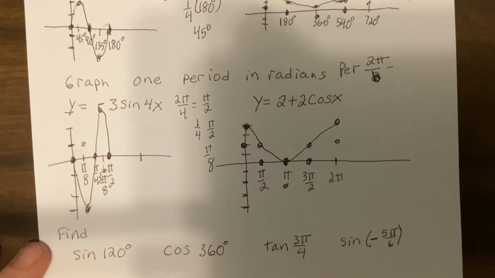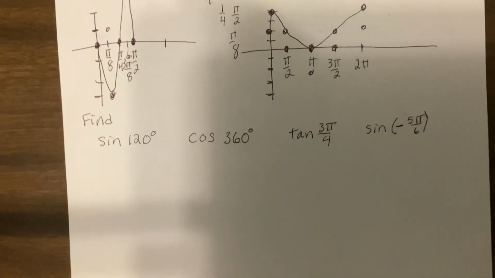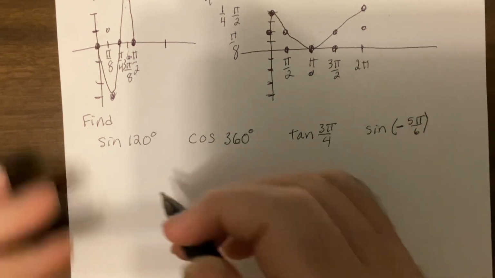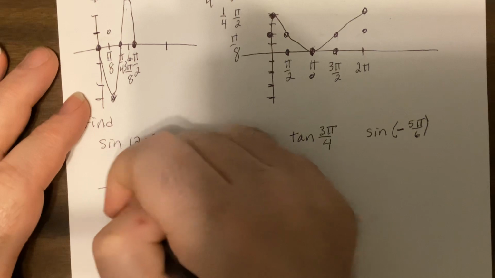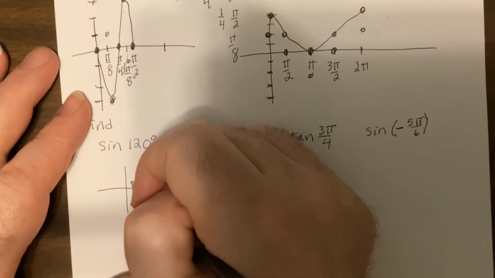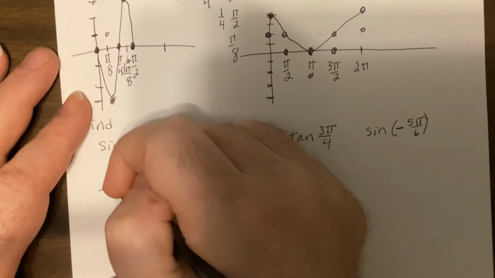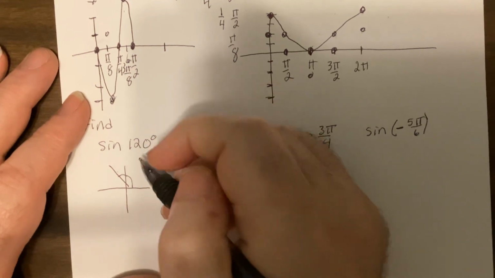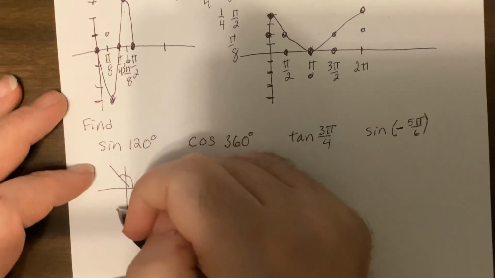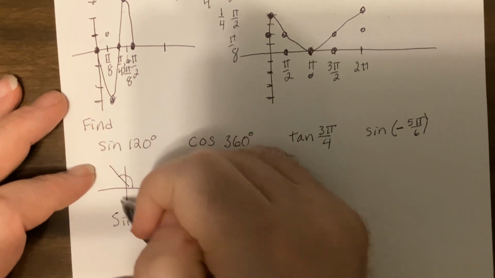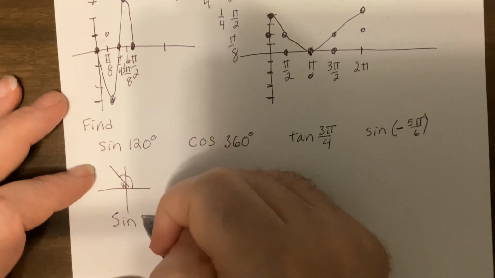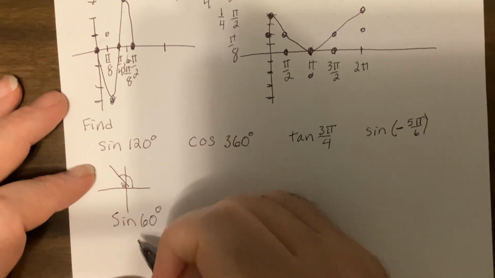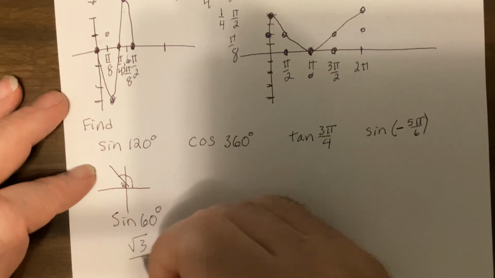So that wasn't bad. Now we have some trig, sine of 120. Remember how we do it? 120 is in the second quadrant. Sine is positive in the second. And the reference angle is 60 degrees. And the sine of 60 is square root of 3 over 2.